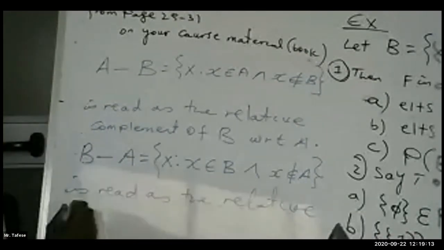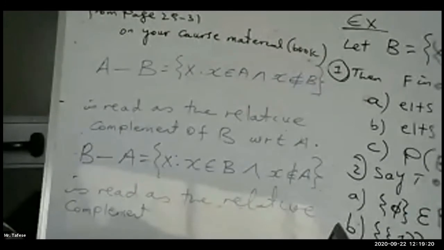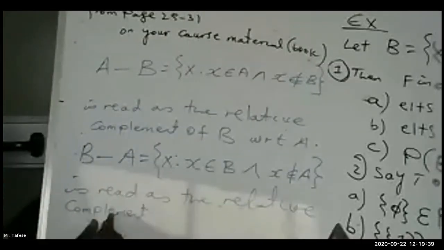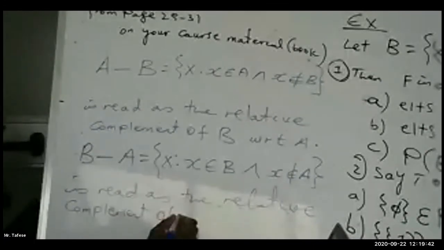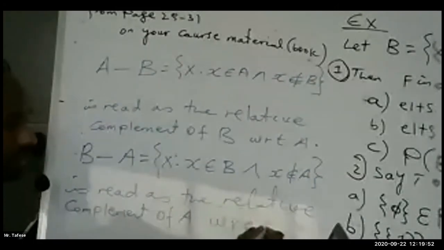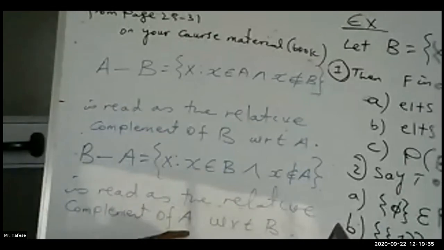It can be read as the relative complement of A. What are you going to complement? Whose element is going to be rejected? B's elements, right? So in the first case we write the elements of A that are not found in B, but in this case we write the elements of B that are not found in A. So this is the relative complement of A with respect to B.